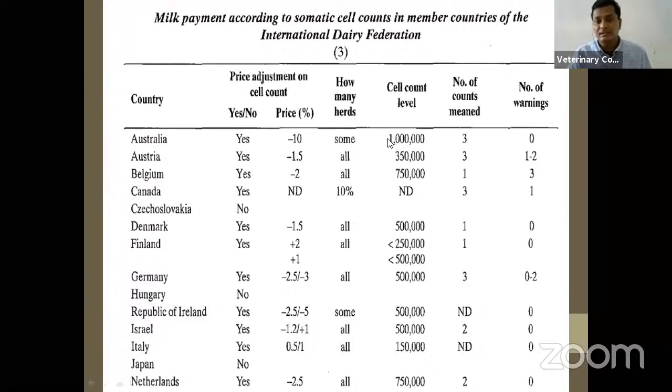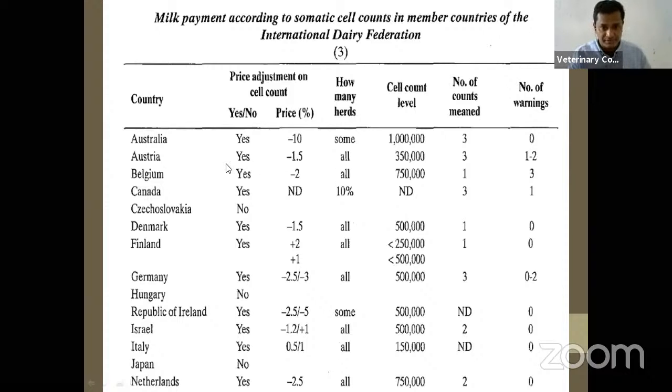If the mean is less than 10 lakh per ml, well and good. If not, you cut the price by 10%. No warnings are issued. You cannot say, sorry, some mistake was there this time, next time I will do better. No warnings. Number of warnings in this case, 0, means no warnings.